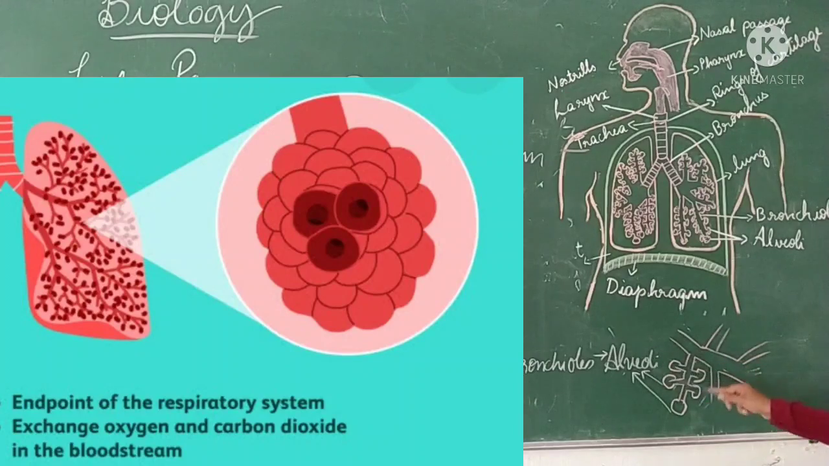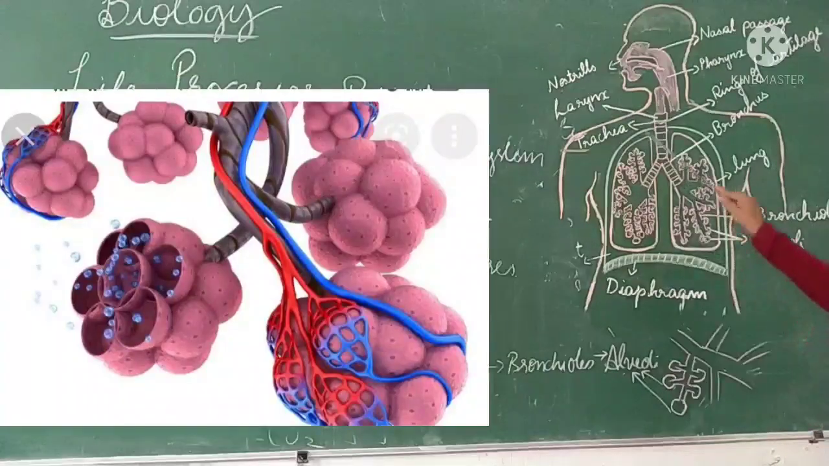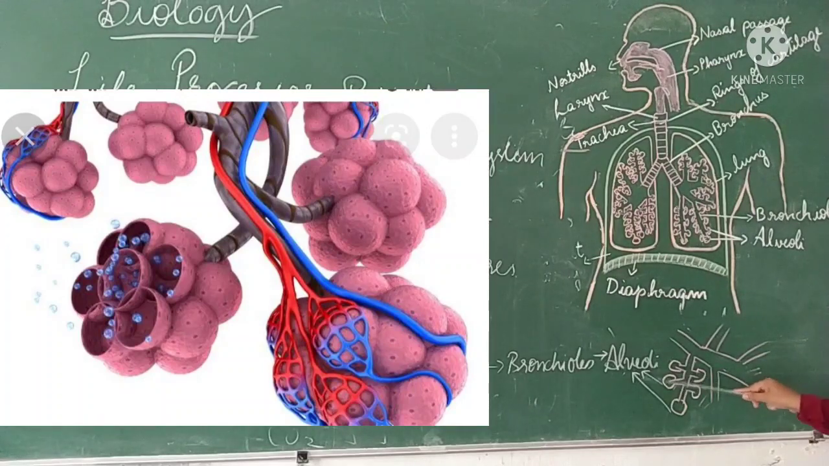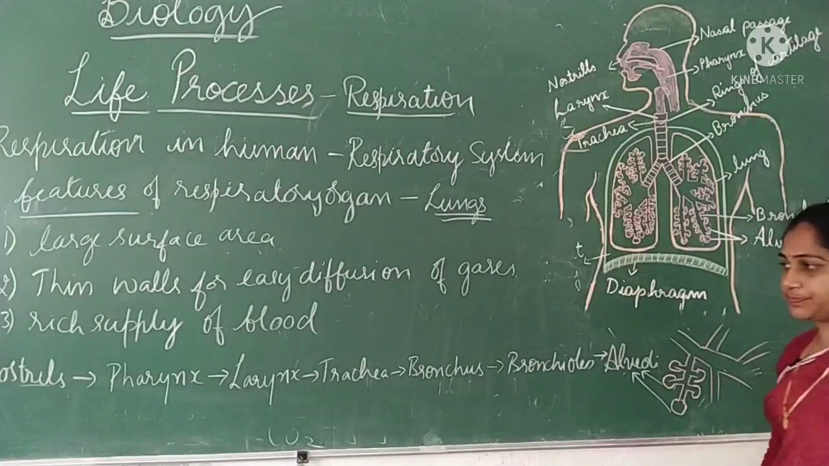The air which has been inhaled will finally reach the alveoli. Here the exchange of gases will take place. And the alveoli are completely surrounded by a very rich supply of blood, that is, blood capillaries, for the exchange of gases.